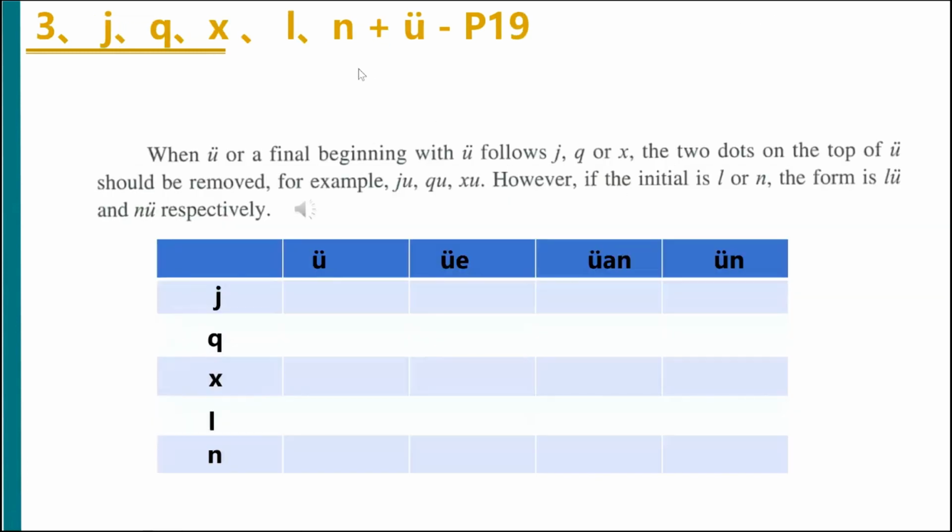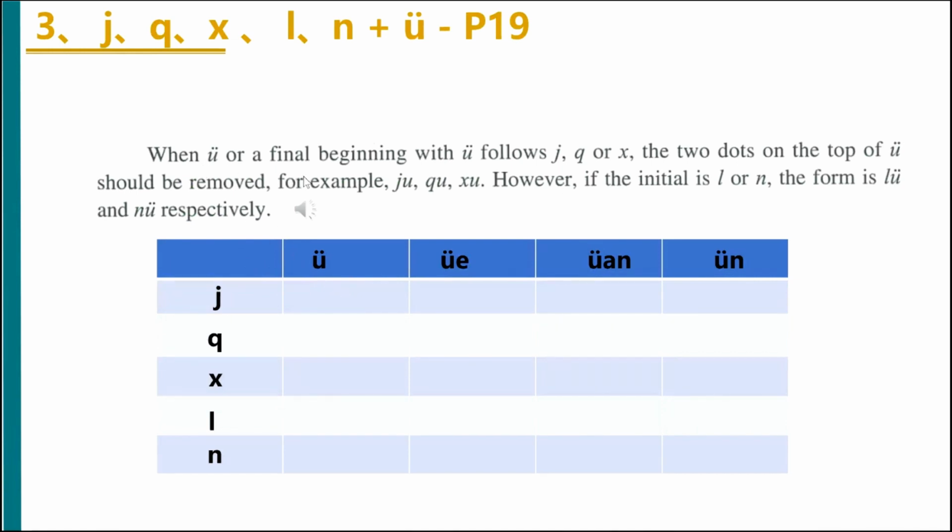Point number 3. j, q, x, l, n plus ü. This ü is the most special letter in Chinese, and when we are using it, we also have some special changes.